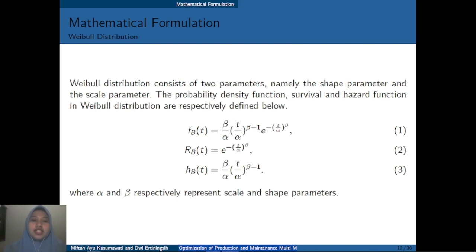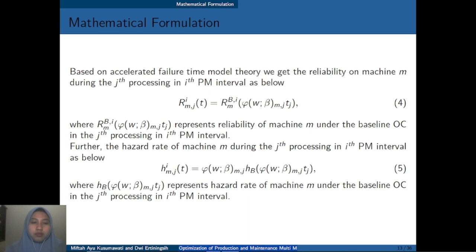To determine the reliability distribution of a machine, we can use a Weibull distribution. The probability density function, survival function, and hazard function of the Weibull distribution are defined below in equations 1, 2, and 3. Based on accelerated failure time model theory, the reliability and the hazard rate of machine M during each process and each PM interval can be defined in equation 4 and equation 5.